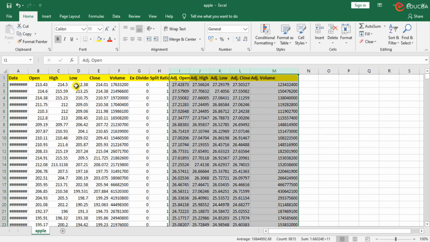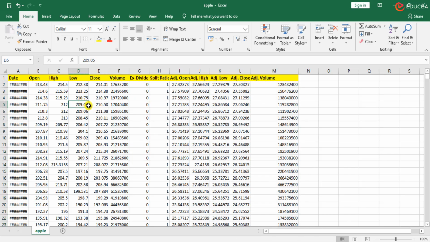Okay, so this is our data set, and here we are going to predict the stock price. So let's use this data set in our code and let's see what happens. So now let's start with the code.